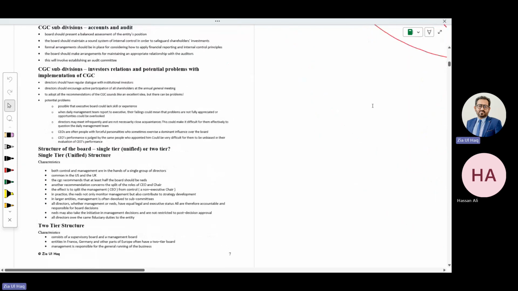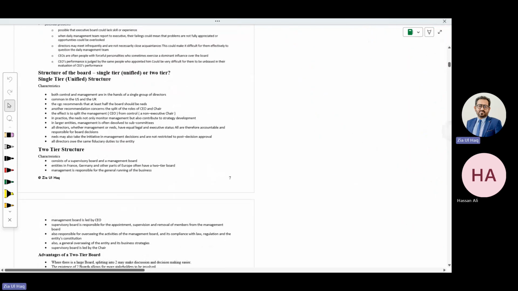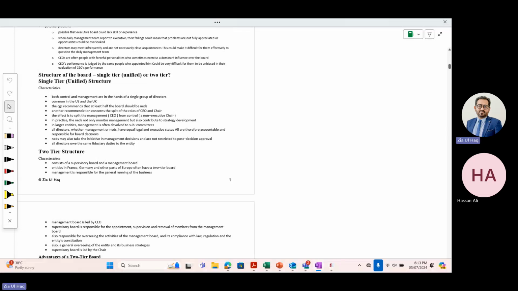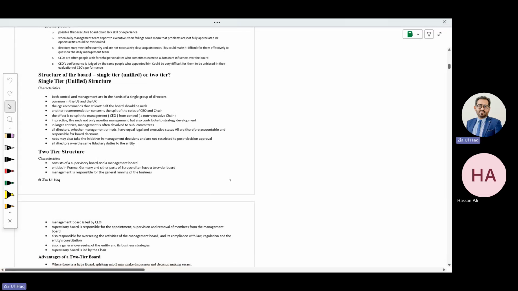So we have started corporate governance in previous lectures. Till now, we have covered corporate governance codes. Chairman and CEO should be different persons. Non-executive directors should be independent. At least half of the directors should be non-executive directors. Executive directors should be re-elected every 3 years.